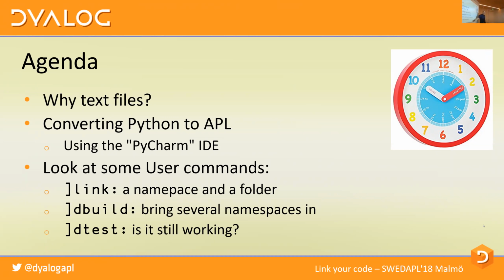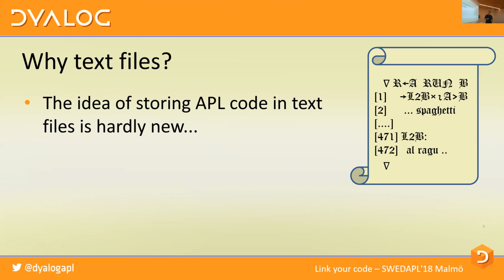And then a couple of things that are sort of straying into the area that Gil's going to be talking about: user commands to build distribution environments and test things. So these are more over on the project management side of things, whereas the link is really just a low-level tool that you say should really be built into the interpreter. So the idea of storing APL code in text files is not really new.